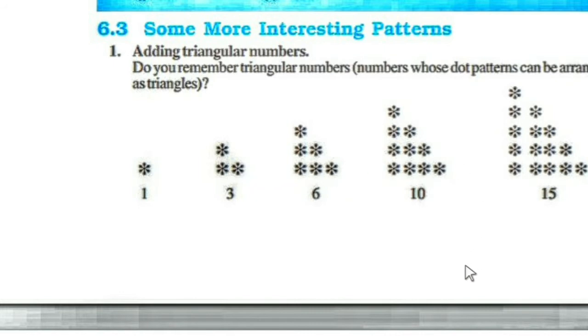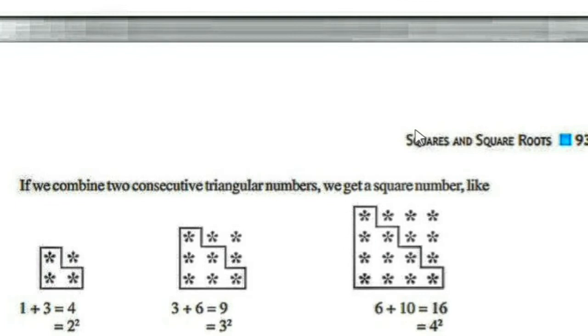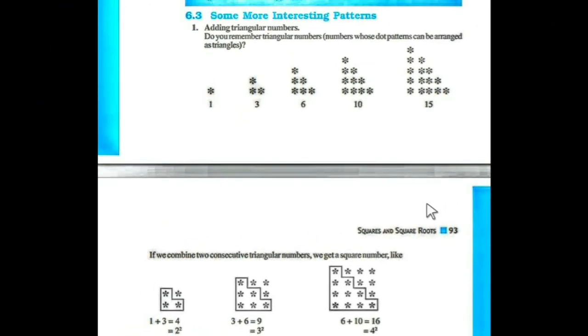We can see now further, if these stars are arranged, if we combine two consecutive triangular numbers, we get a square number. So let us see which patterns we can combine. Okay, so this is 3 plus 1. So 3 plus 1 we can combine. We will get this pattern, that is 1 plus 3 equal to 4, that is 2 square.